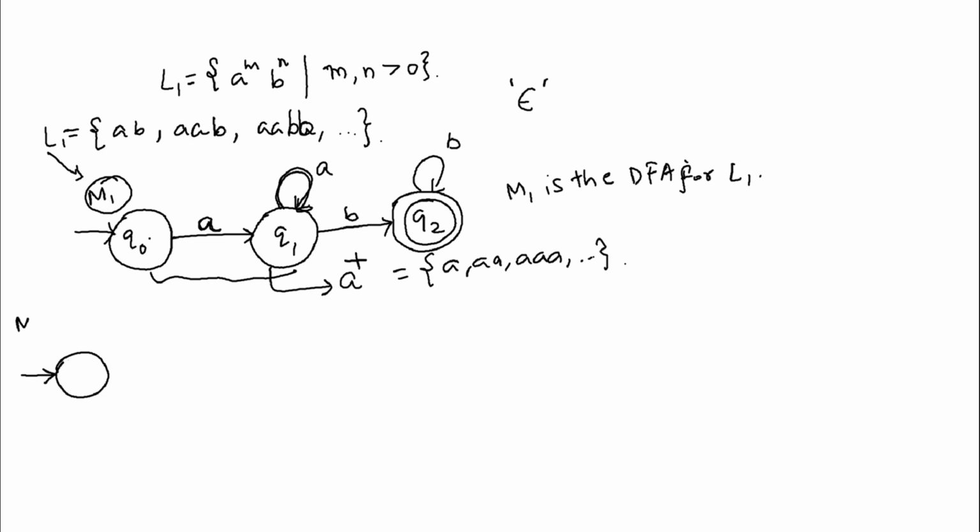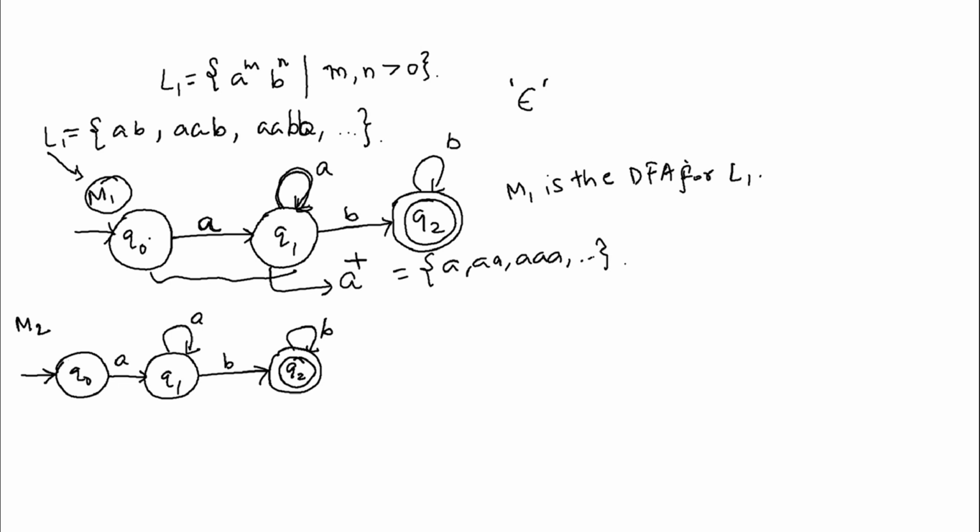Can we construct another DFA M2? With a small change in M1 we have another DFA for L1 as M2. So a to the power m, b to the power n, and this is going to be a final state. But okay, there is one thing left.